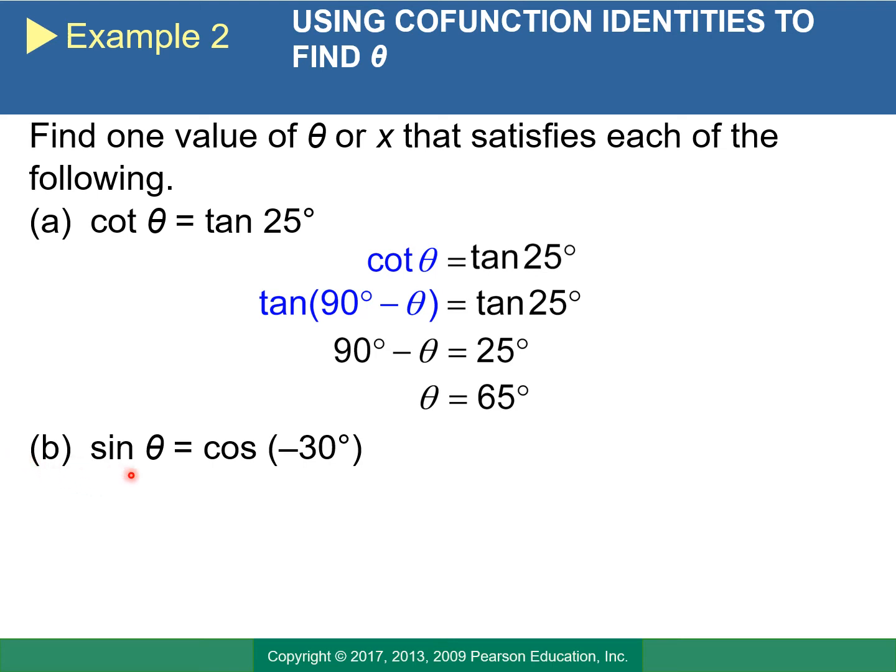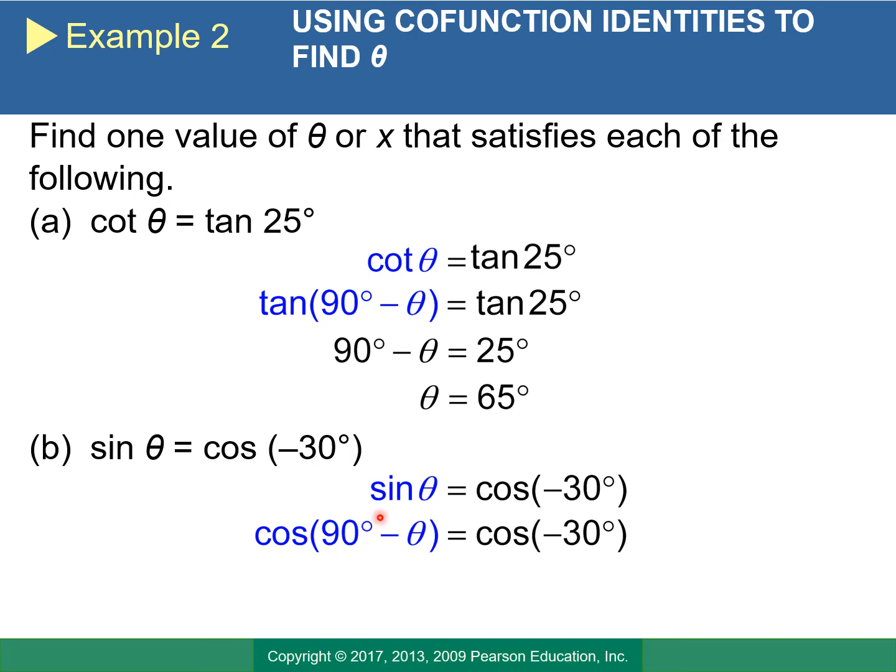So sine theta equals cosine negative 30 degrees. And recall that sine and cosine are cofunctions of each other. Okay, so we're going to rewrite sine in terms of cosine. So sine of theta is the same as cosine 90 minus theta. Okay, so we're just rewriting the left side. And now, if cosine of this argument equals cosine of negative 30, then 90 minus theta is negative 30. And then adding theta to the other side, adding 30, we get theta equals 120.